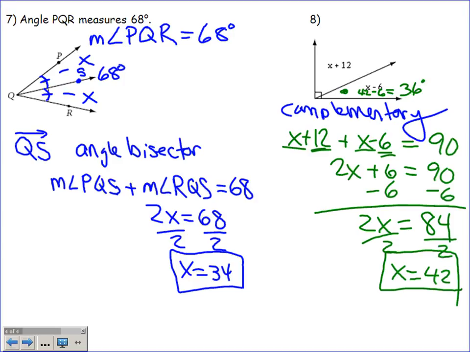What's the measure of this angle up here? Well, it's 42 plus 12, isn't it? So what does that equal? 54. So this angle is 54, this angle is 36. Those two do add up to 90. It's a good way to check to make sure you got the right answer.